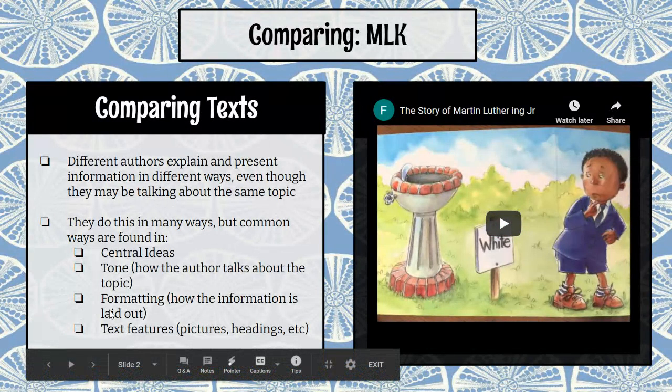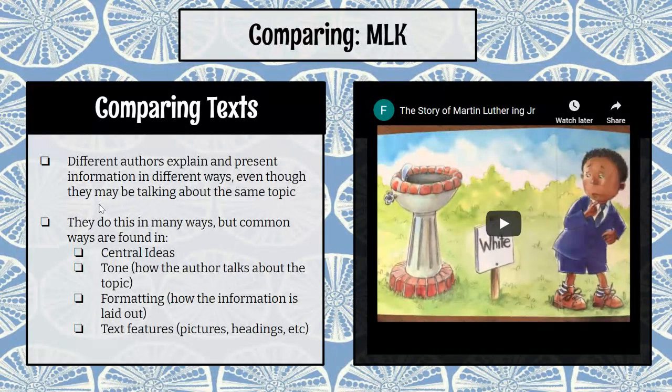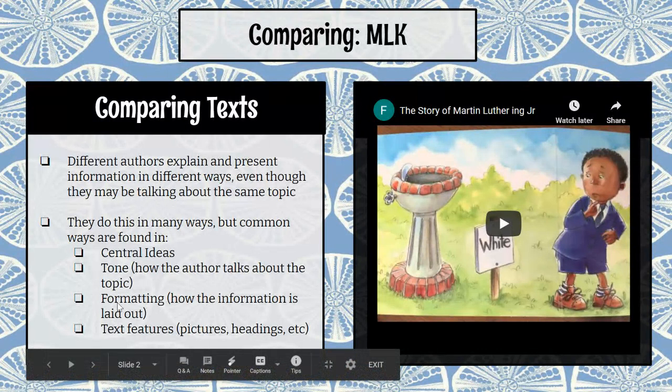Formatting, so how the text is laid out, or the information, I should say, because informational articles or topics can be presented in a variety of ways. They can be in articles, or they can be in things like picture books or videos or podcasts or anything like that. So how do they choose to present the information? Do they use headings? Do they use subheadings? Do they use pictures or no pictures? Why did they do that? And that goes into the next one: what text features did they include? Why did one author decide to put a picture here, whereas the other author decided not to?